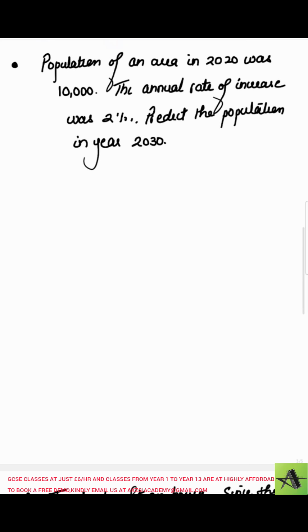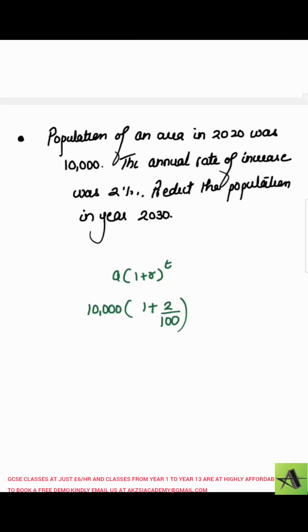The population of an area in 2020 was 10,000. The annual rate of increase was 2%. Predict the population in the year 2030, and it's increasing every year clearly. So we'll be using a times (1 plus r) to the power of t. A is the initial amount, which is 10,000 in this case. 1 plus r is 1 plus 2 by 100, whole to the power of t, and we have to see how many years. Looking at it, we can clearly see it's going to be 10 years, but still, this was the population in 2020.